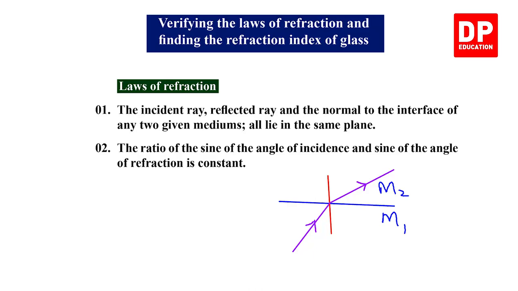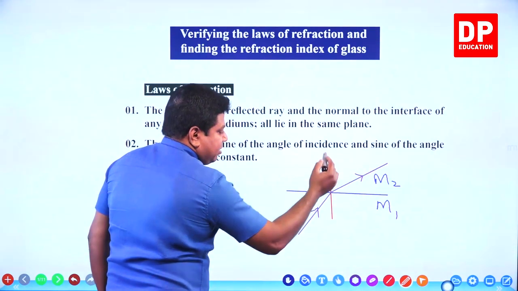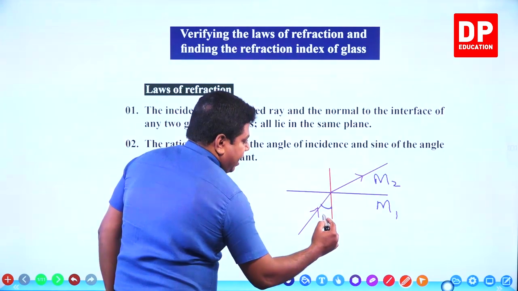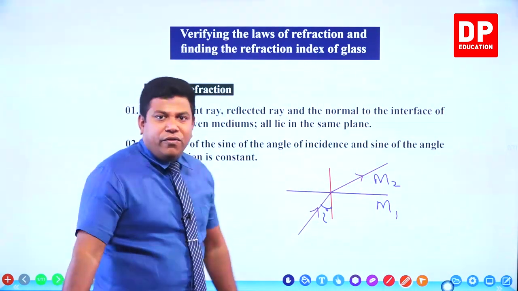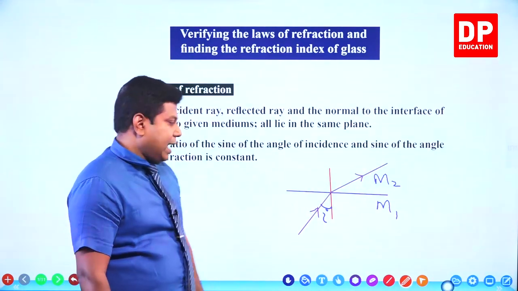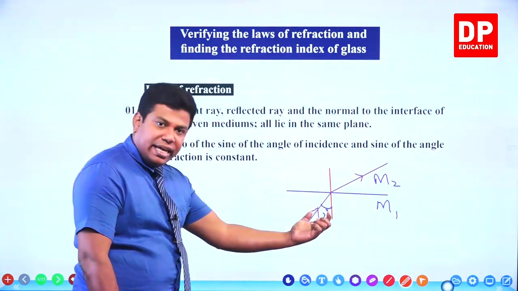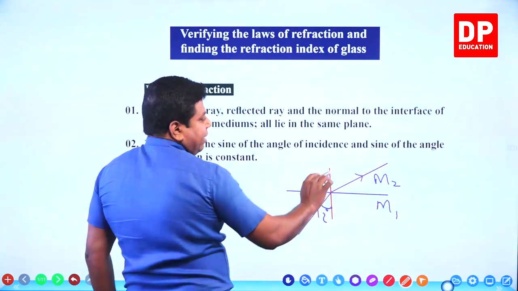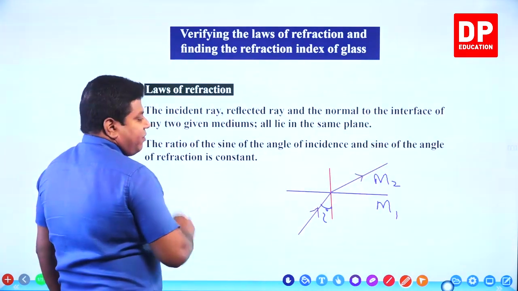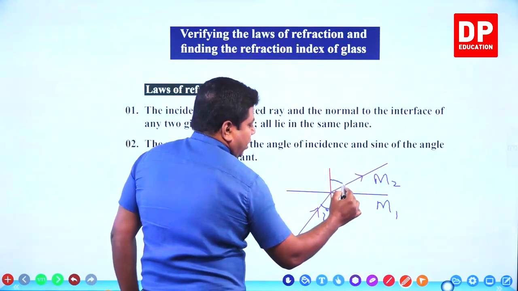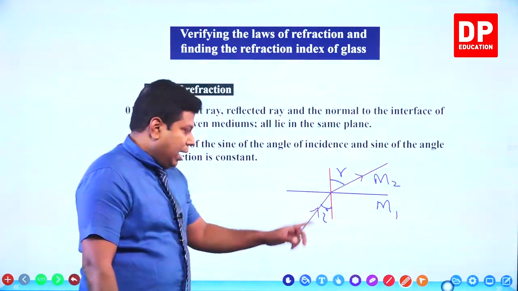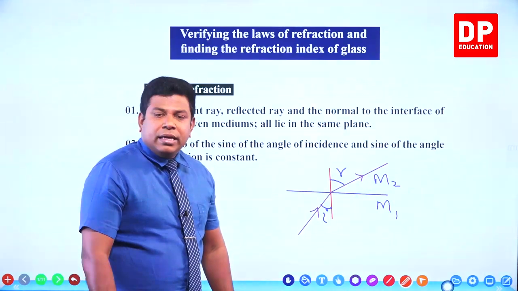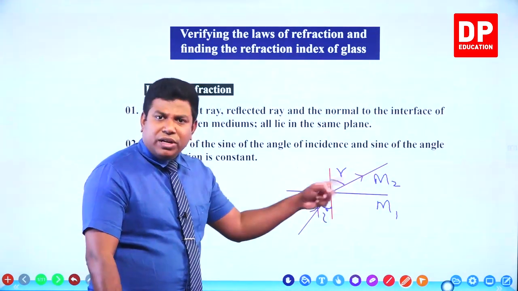Angle of incidence means what? This is the incident ray, this is the normal, this angle. We usually mark it by I. I for incident angle. So, the sine of I and the sine of the angle of refraction. Angle of refraction means this one. This R. I, R. The sine of both of these, R for refraction angle.